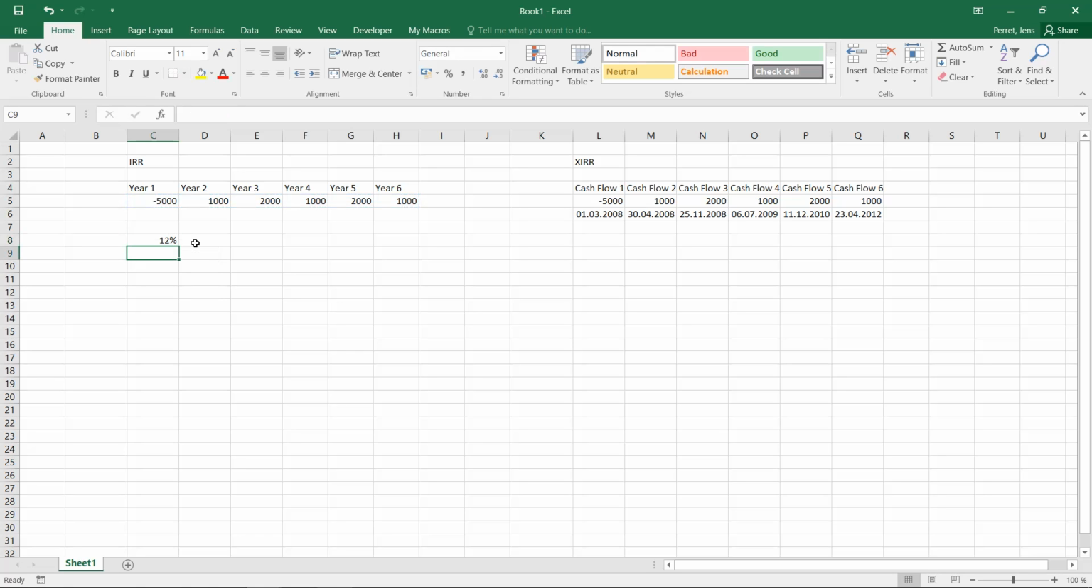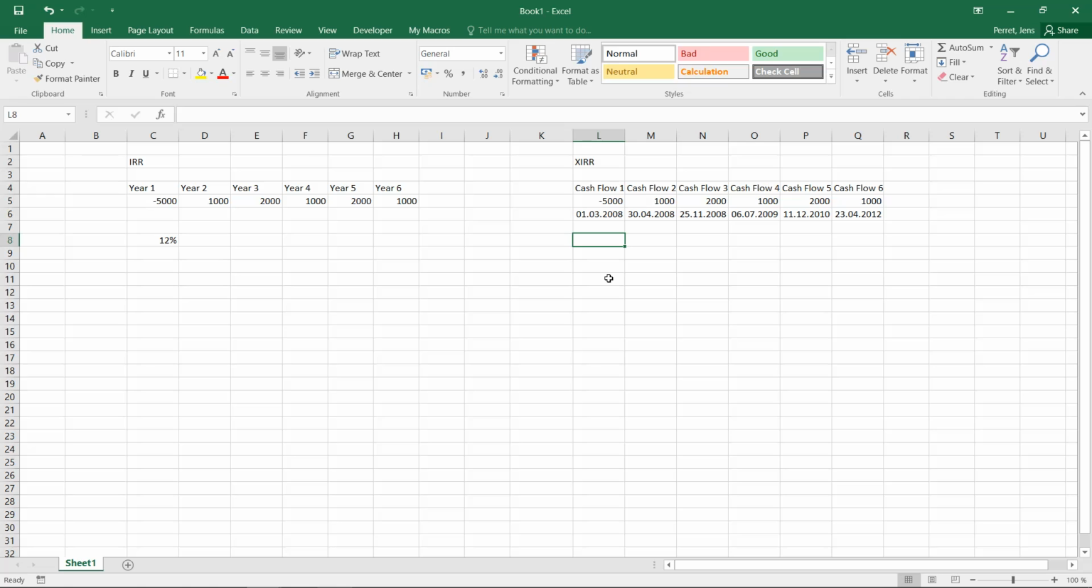So in this case, this would actually be 12%. A savings account which is basically as good as this investment would have to offer you at least 12%.